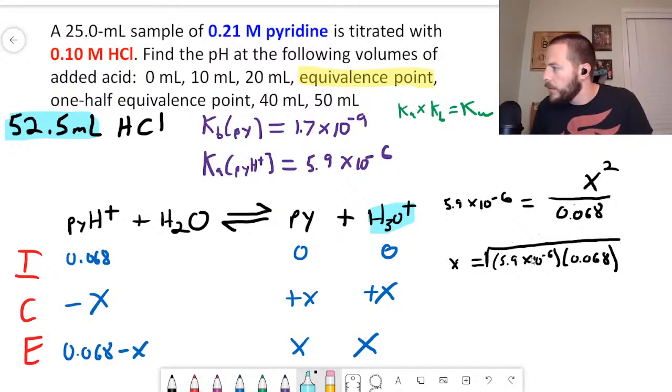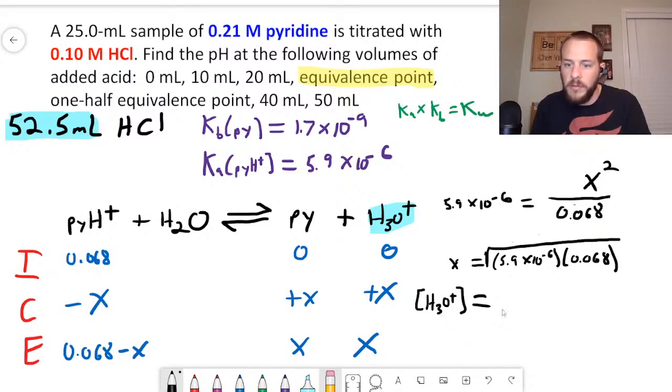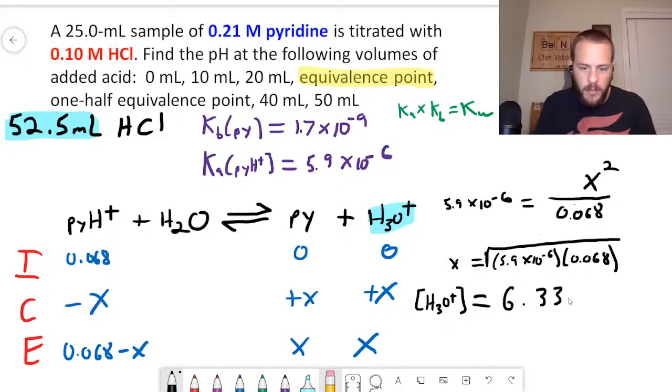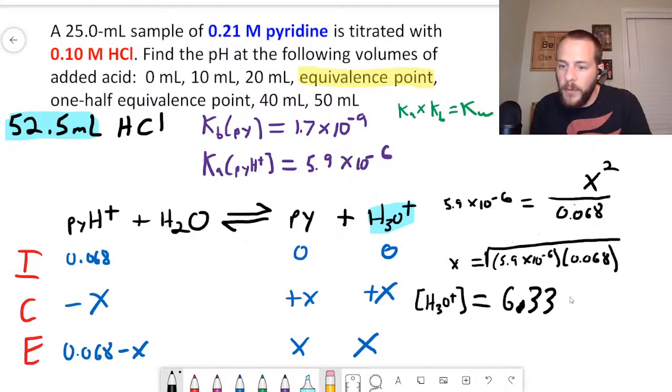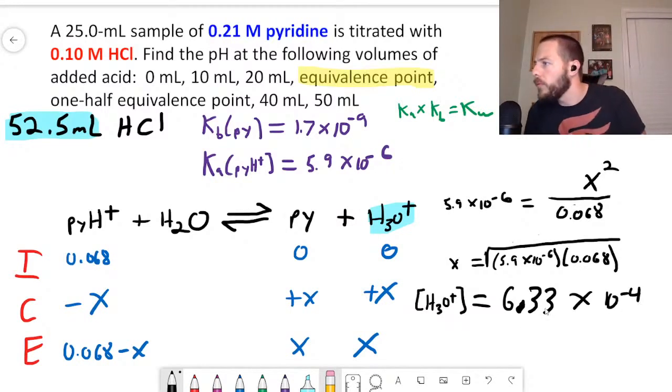Okay, what did I get? Wasn't trying to use the highlighter there. My bad. I got x is equal to... and again, this is really the H3O plus concentration... I got 6.33... Let me try that again with better handwriting. 6.33 times 10 to the minus 4. 6.33 times 10 to the minus 4, right?